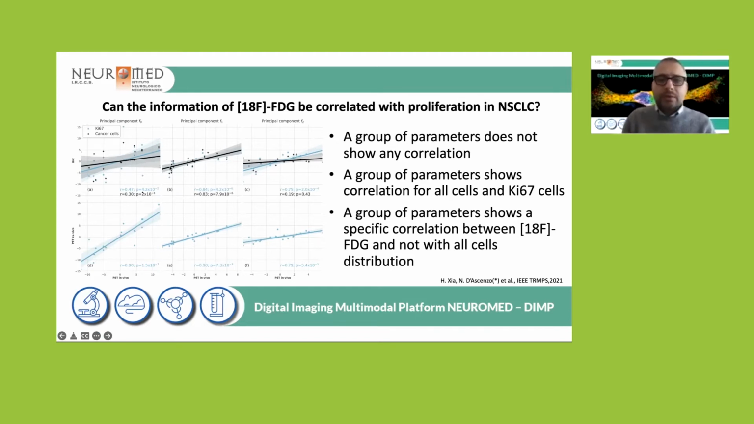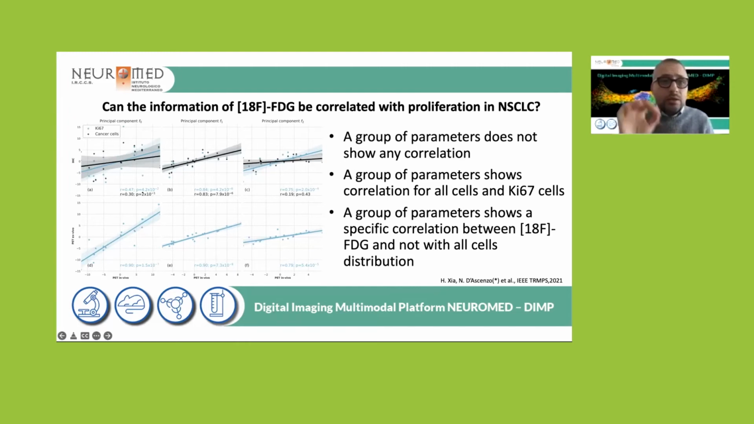Then there is a second group of parameters, which is strongly correlated both with all cancer cells and with the proliferating cancer cells. Those sets of parameters are usually just due to the density of the cells. They don't teach you anything about the cancer. They just tell you about its spatial distribution.